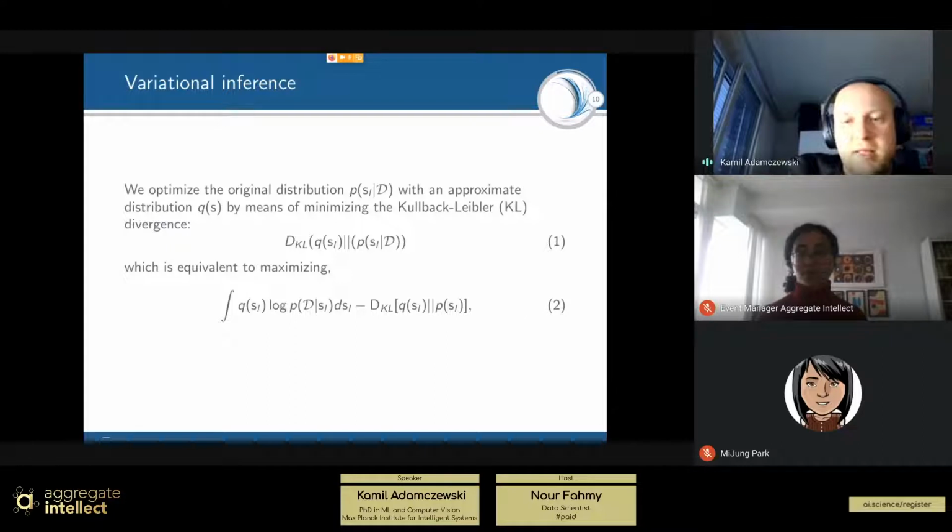The equation 1 is actually equivalent to equation 2. After a few transformations, we get equation 2. Equation 2 is the so-called evidence lower bound in the literature. And this becomes our loss function. That is what we use to optimize and to find the switch vector.